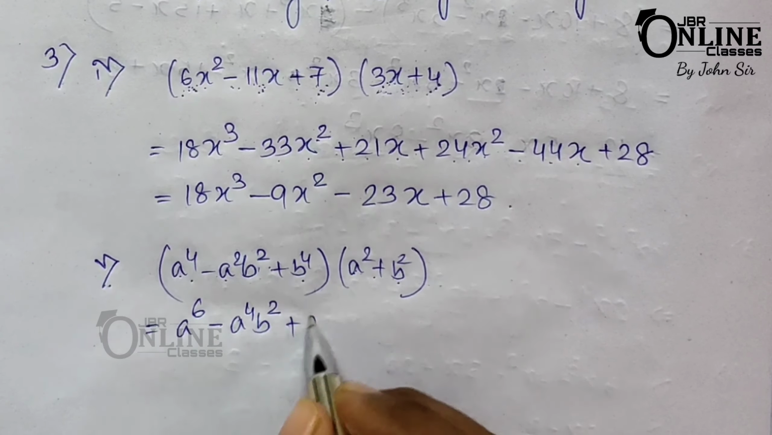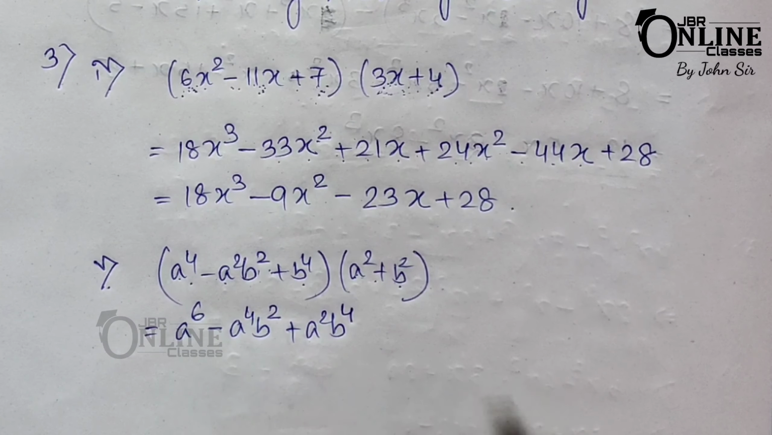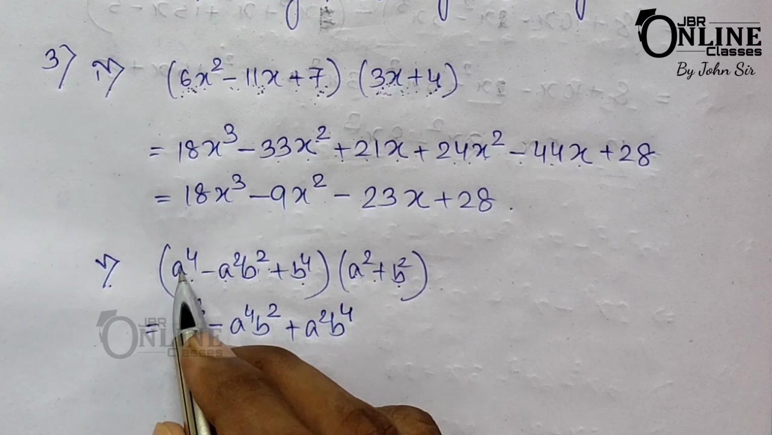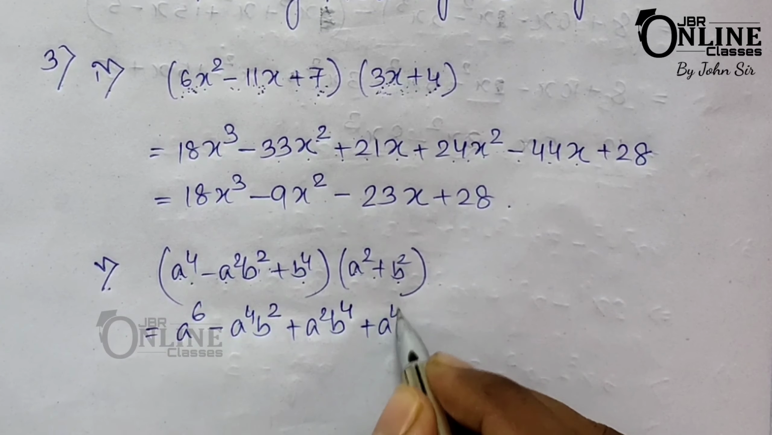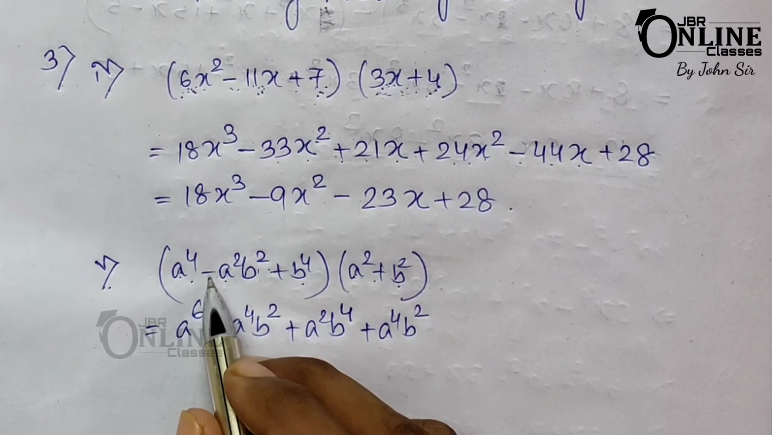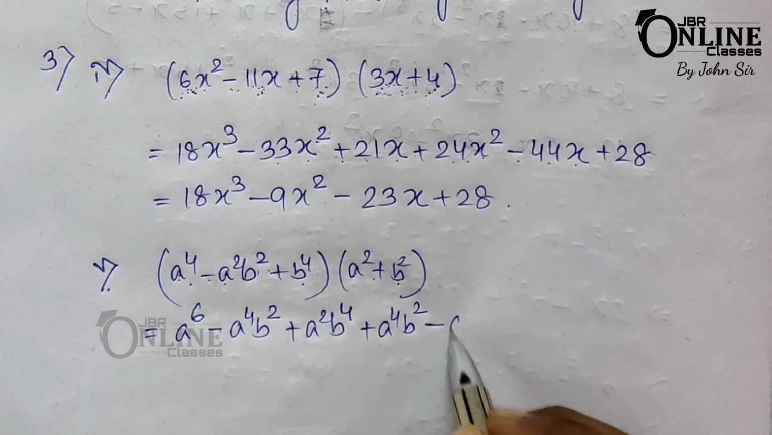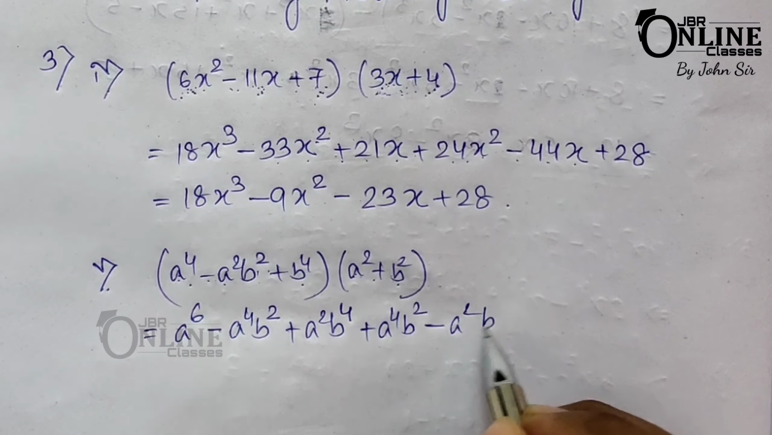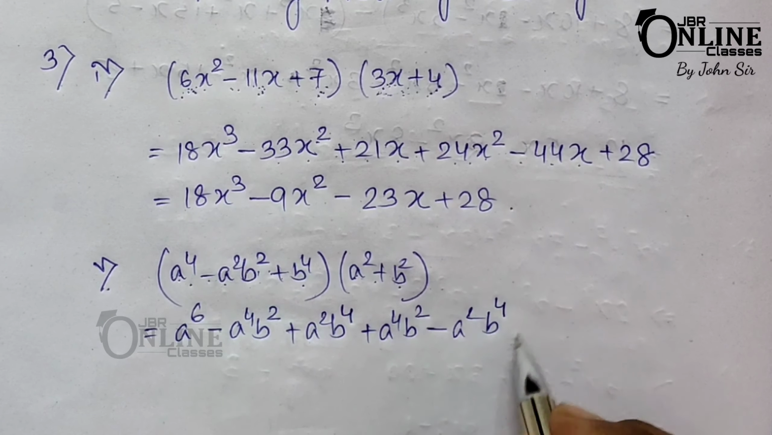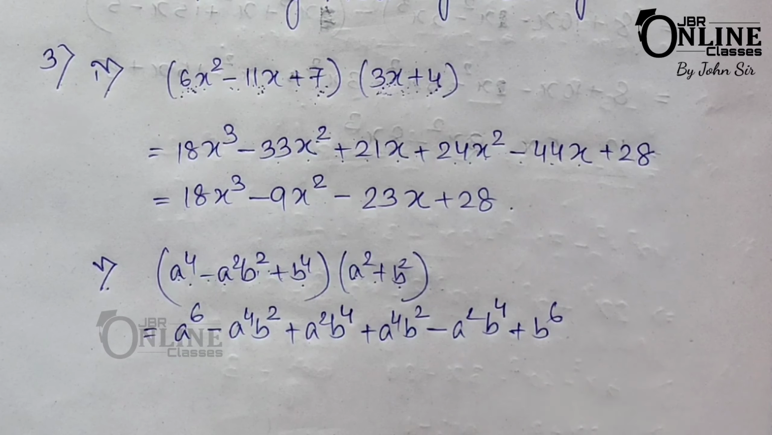Now next one, a square times b to the power 4, so plus a square b to the power 4. Now next, b square with each term, so write down here a4 b square, then minus a square b square times b square, so minus a square b to the power 4. The last one, plus b to the power 6.